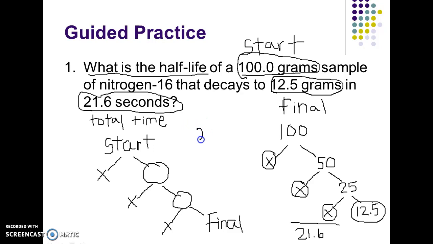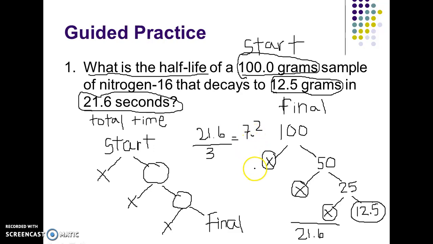So, if I take 21.6 and divide it by 3, because that's how many half-lives have passed, I will get my half-life time, which is 7.2, that should be 7.2 seconds.